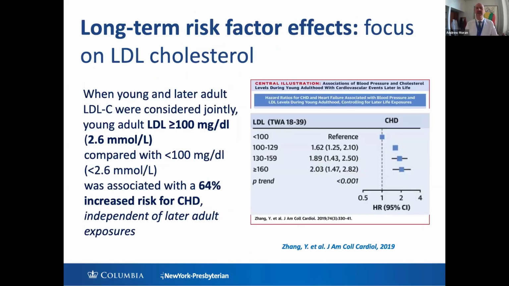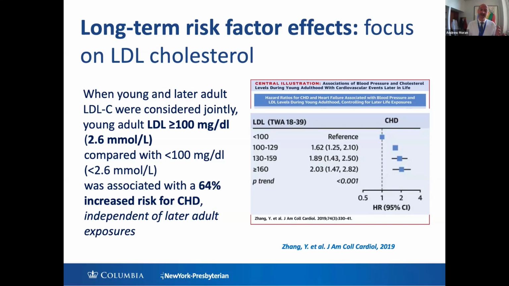And so I'm just going to go to the next slide where we summarize our findings for LDL cholesterol. One thing I didn't mention is that when you see these forest plots and these effect sizes, this is the young adult exposure, the time-weighted average, with their later life exposures in the same model. So this is an independent effect of what's going on when you're a young adult on your later life risk.